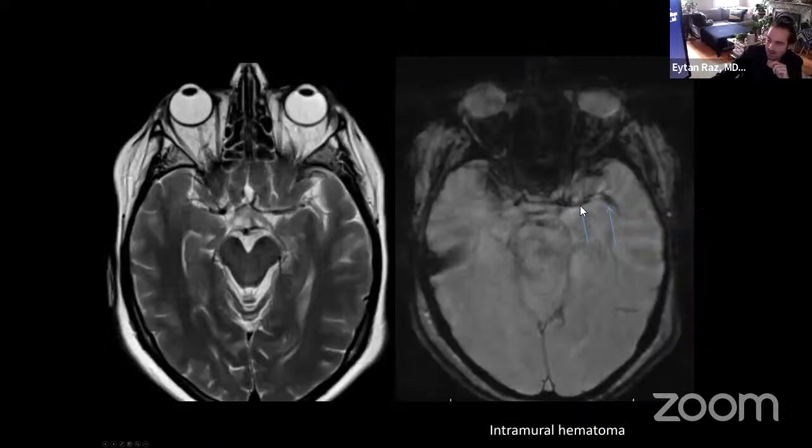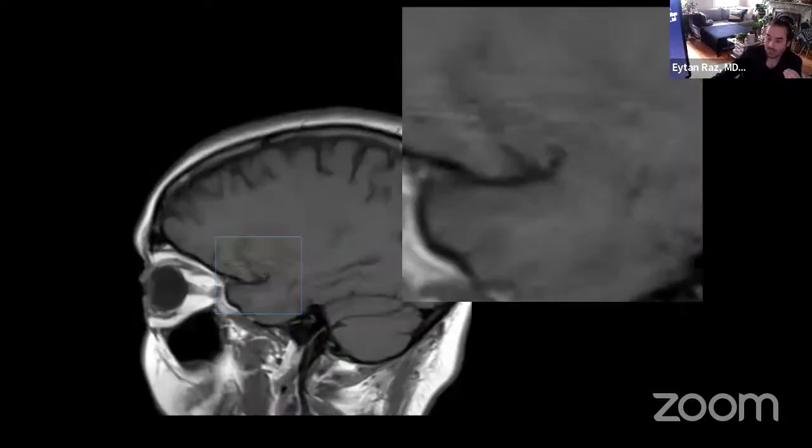And when you do the MRI, now you understand it better here, because you see the hematoma around the vessel. Okay, again, we didn't touch this. It was just an angiogram. So there's no question, this was not iatrogenic. This was the disease the patient came in with. And then on the T1, you look on the sagittal view and you see the intramural hematoma within the vessel.